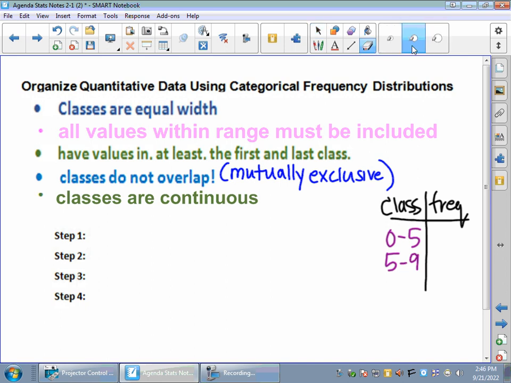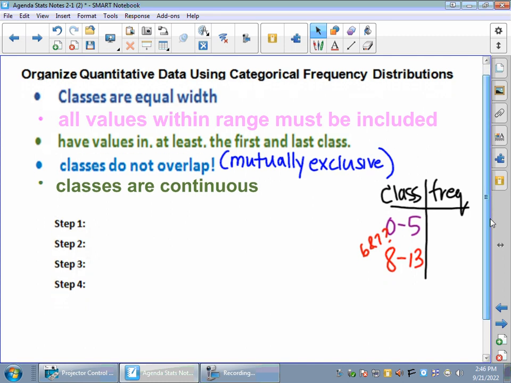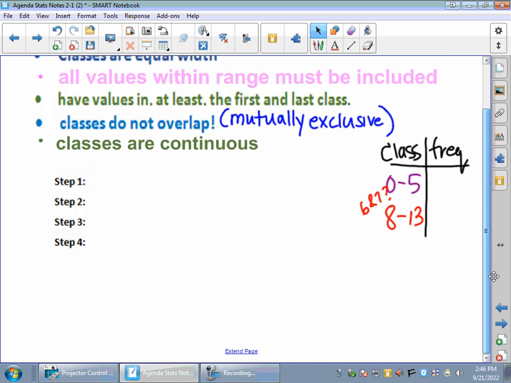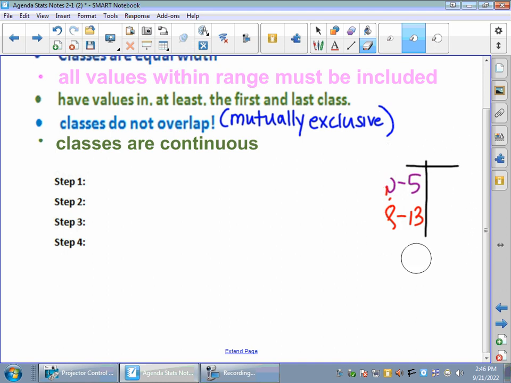So even if I don't have any pieces of data that are 6 or 7, I can't just jump up here and go to 8 to 13. What happened to 6 and 7? 7, 8, 9, right? We can't do that. So we have to have continuous classes even if you have 0 frequency for them. Our first and last classes have to have values in them in the frequency, and the classes have to be equal width. So we'll do more practicing with those.